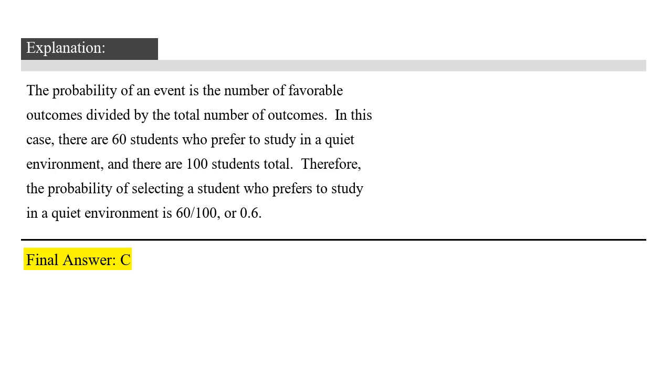The probability of an event is the number of favorable outcomes divided by the total number of outcomes. In this case, there are 60 students who prefer to study in a quiet environment, and there are 100 students total. Therefore, the probability of selecting a student who prefers to study in a quiet environment is 60/100, or 0.6.